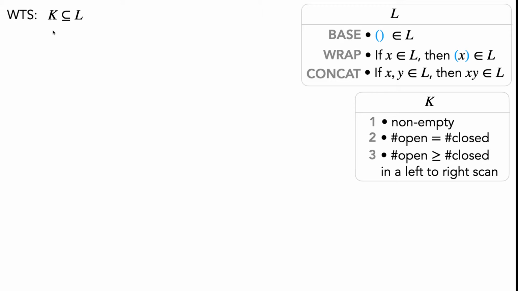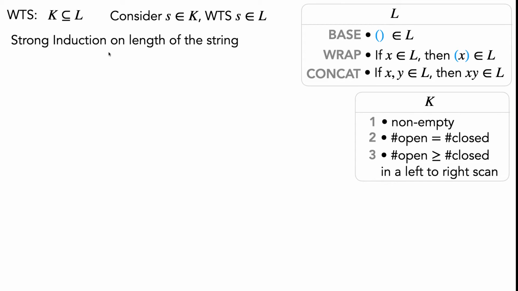So once again, if we want to show that K is a subset of L, we have to consider some string S in K and show that that string S is also in L. Since we're starting off with K, which is not a recursive structure, this time we're going to use strong induction on the length of the string.